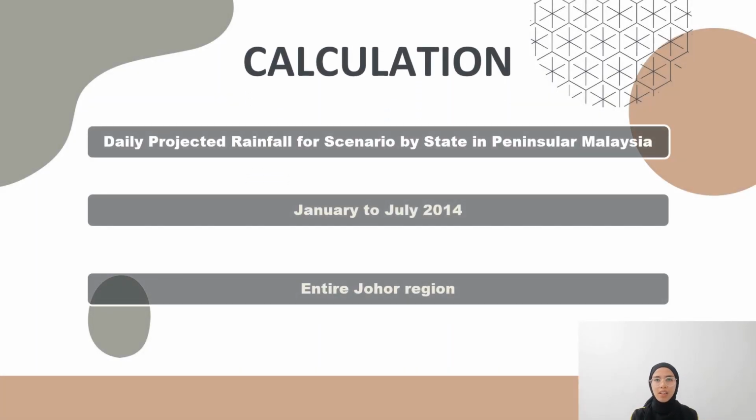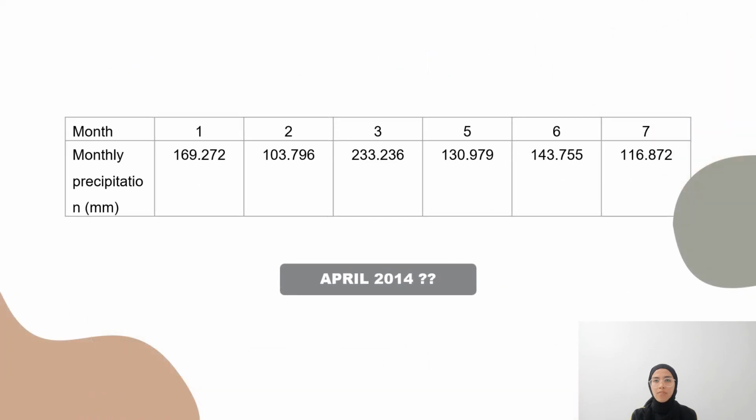Hi, I'm Nurul Afifa. Now let me explain regarding the calculation. The sample data taken is from daily projected rainfall for scenarios in Peninsular Malaysia, from January to July 2040. The data only focuses on the entire Johor region. This table shows data from January to July, but there is missing data in April 2040. So the best method to find back the missing data in April is by using the quartile method of Lagrange.